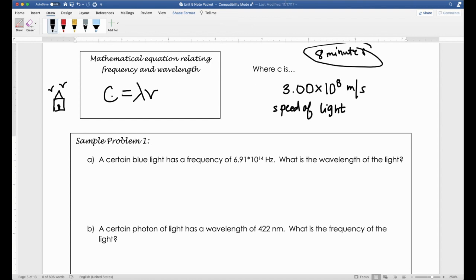So c is the speed of light. That's this right here. And we know that this thing right here, this is our lambda, and lambda signifies the wavelength.